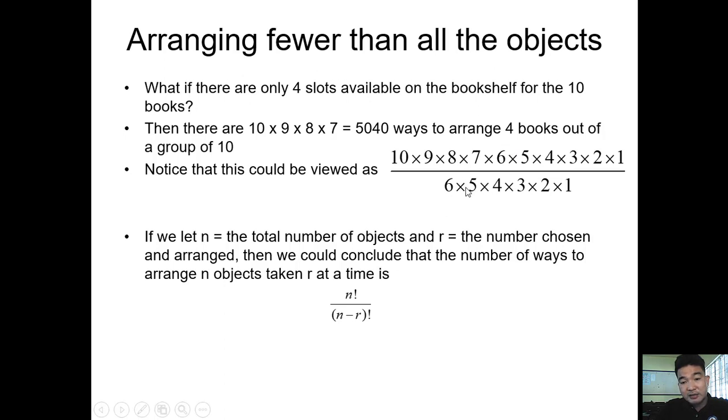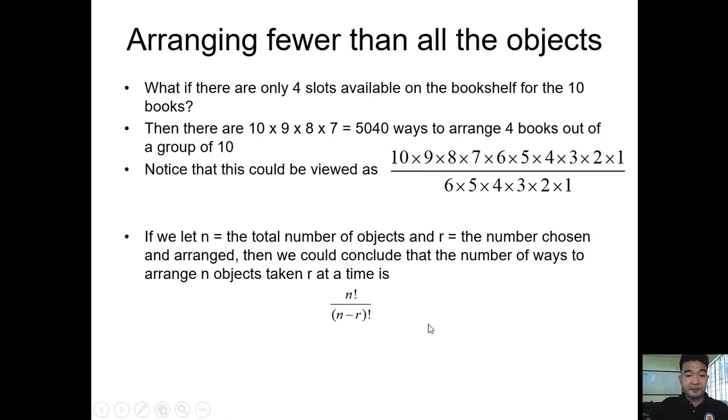Ito din, 6 factorial. So, na-cancel na yung 6 factorial. Saka ito, yung 6 times 5 times 4 times 3 times 2 times 1 can be deleted or eliminated because it is present in the numerator and present as well in the denominator. So the remaining would be 10 by 9 by 8 by 7.